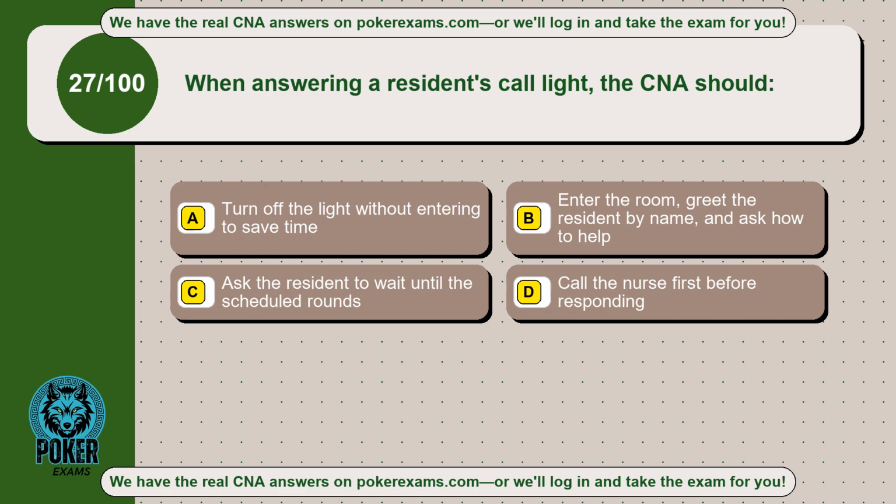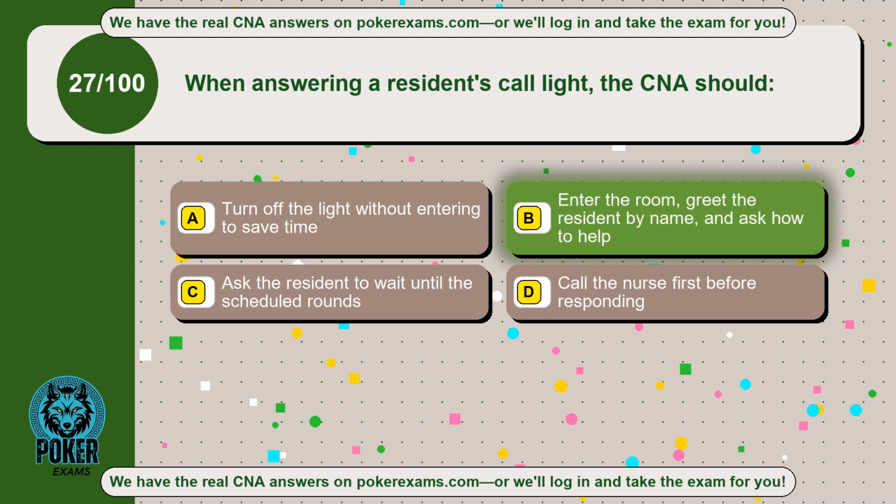Question 27. When answering a resident's call light, the CNA should: Option A, turn off the light without entering to save time. Option B, enter the room, greet the resident by name, and ask how to help. Option C, ask the resident to wait until the scheduled rounds. Option D, call the nurse first before responding.